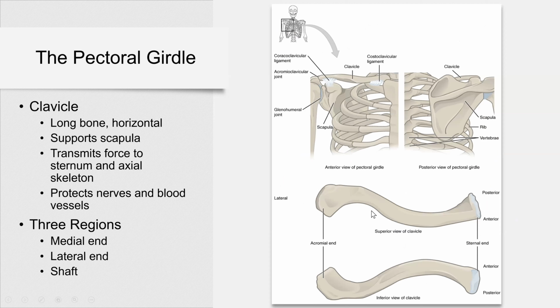If you look at the clavicle over here, you will see three regions: medial end, shaft, and lateral end. Now, this medial end towards the midline of the body forms a joint with the sternum, so instead of medial end, we call it the sternal end, right? And at the lateral end, we have the acromial process or acromial end, and this is where the joint with the scapula is formed.